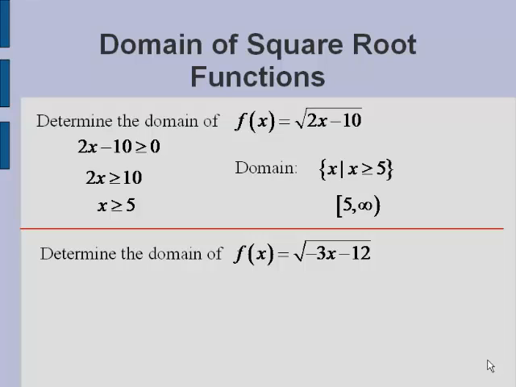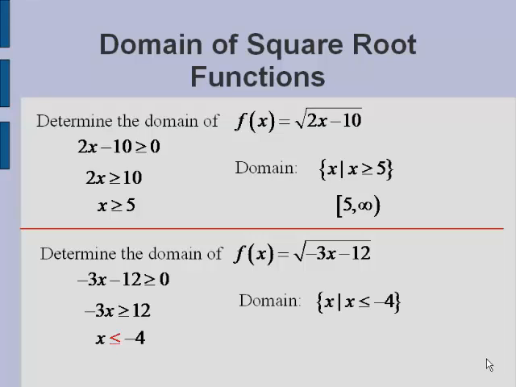For this to be defined, negative 3x minus 12 must be greater than or equal to 0. Adding 12 to both sides and dividing by negative 3. Now remember, when we have an inequality and we divide through by a negative number, we must flip the symbol of inequality. So this tells us that the domain is the set of x such that x is less than or equal to negative 4. If we wanted interval notation, we would have to say parenthesis negative infinity, comma negative 4, bracket.